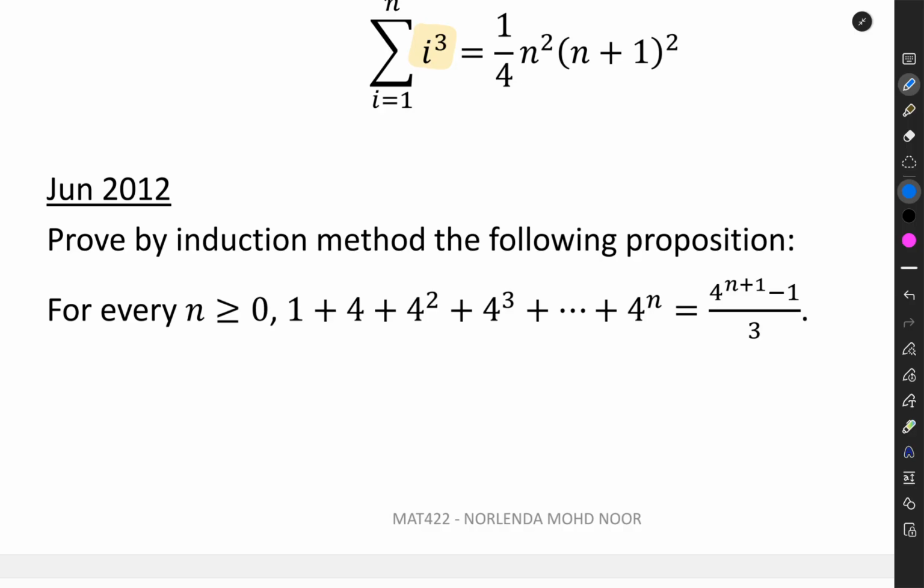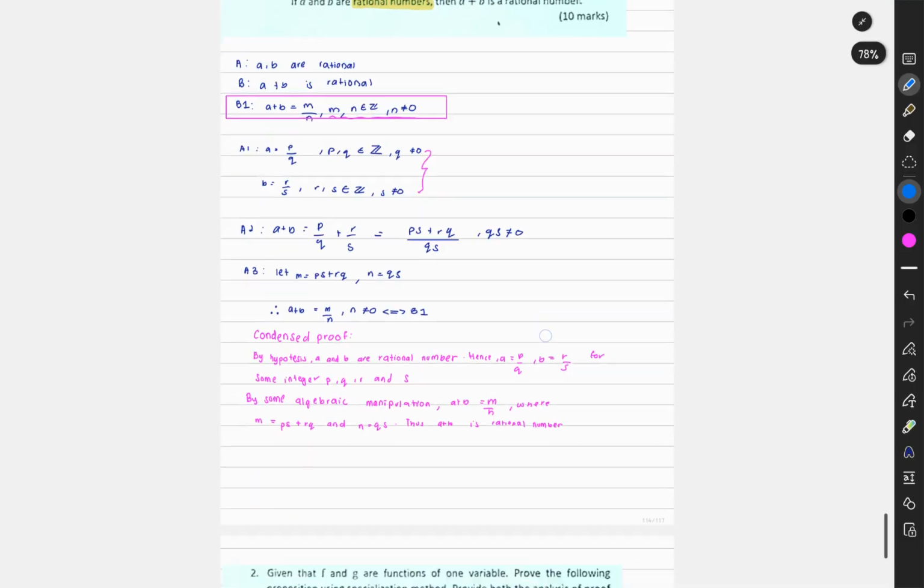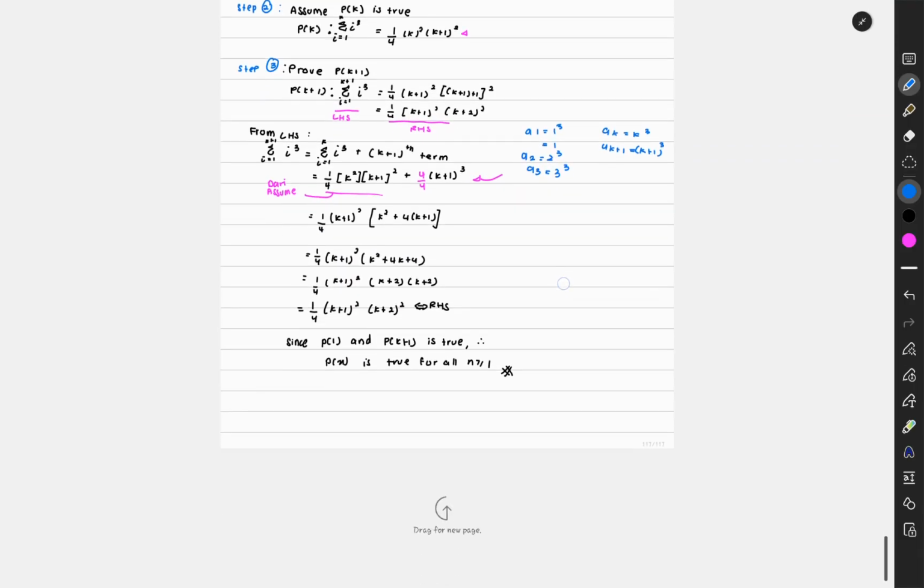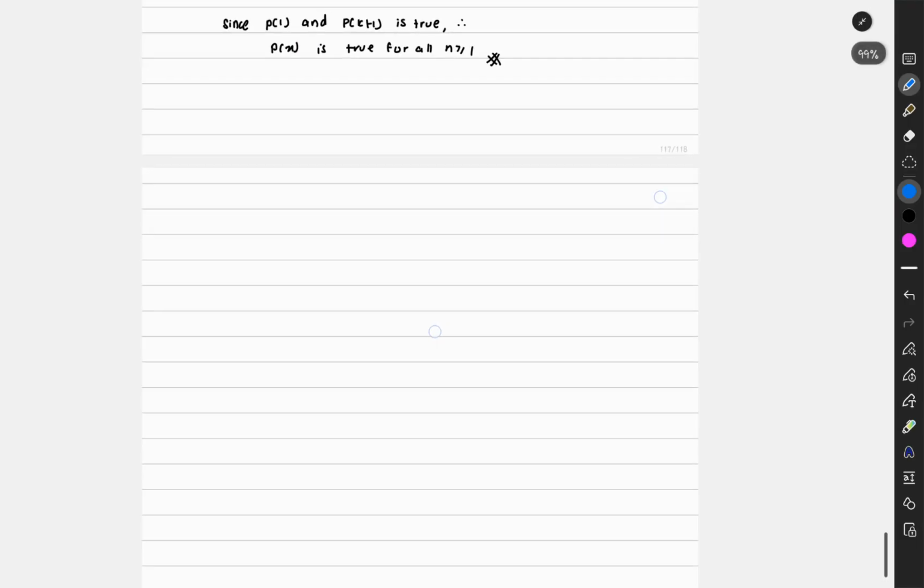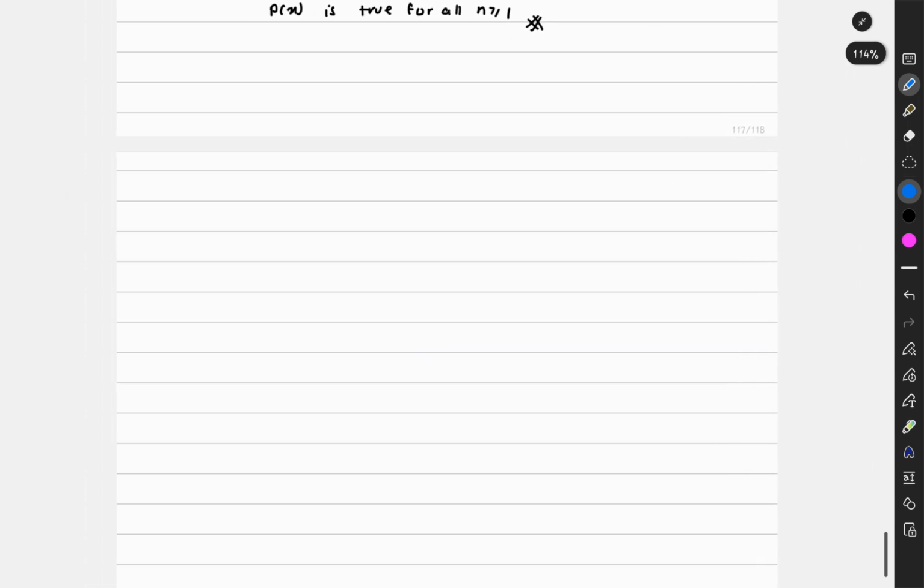Okay, let's look at that example. By the way, look at this one first, from June 2012. You can try. First thing first, if there were no question, how would you know that we can use induction here? How do you know?